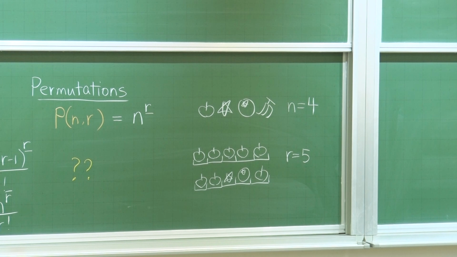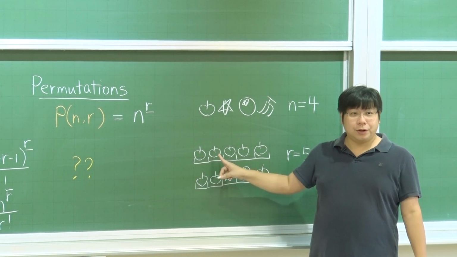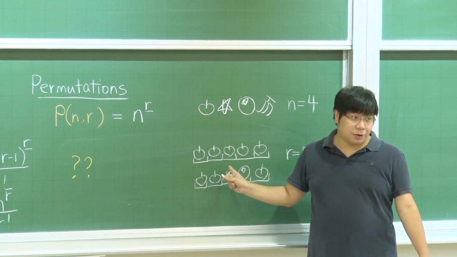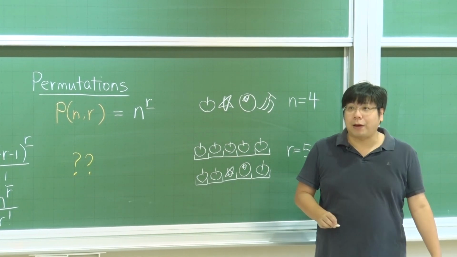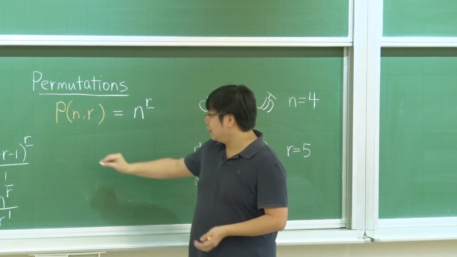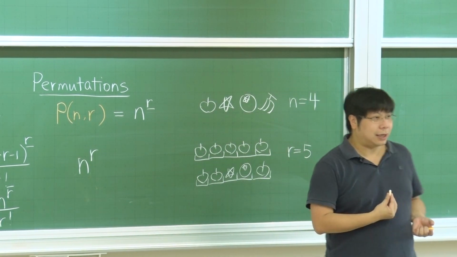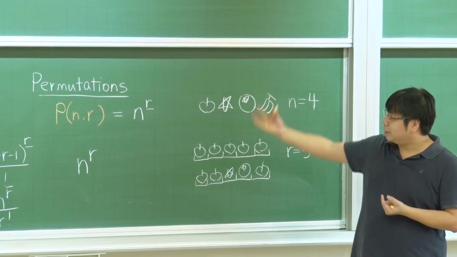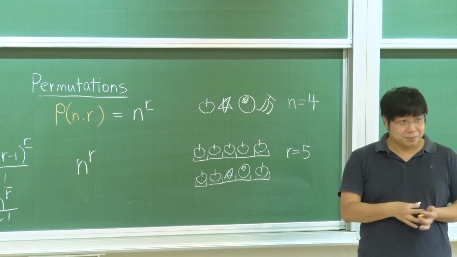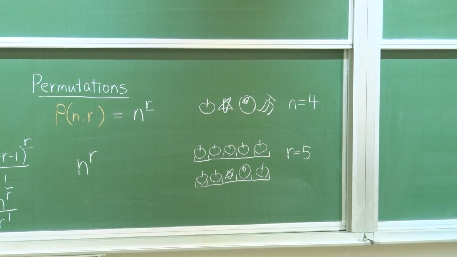4 to the power 5. Very good. 4 to the power 5. This is the rule of product. So there are 4 choices in the first position, 4 choices in the next position, 4 choices in the third position, and so on and so forth. 4 to the power 5. And in general, this is the term n to the power r. So this is the easiest case. Okay, n to the power r. We have been using this all the time. So let's take a look at a very simple example of using this.